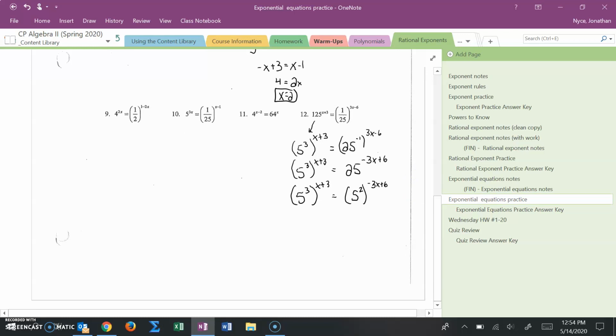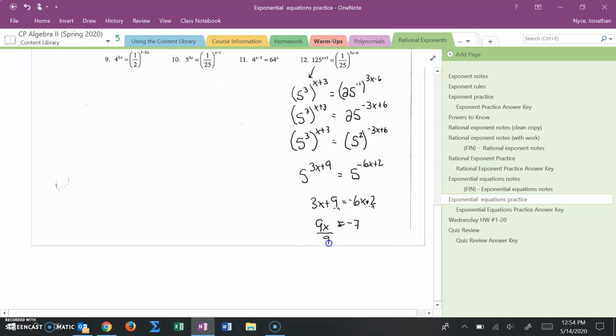And then power to power, multiply the exponents. So have 3x plus 9. Again, don't forget to distribute. And 5 to the negative 6x plus 12 on the right. Bases are the same, so exponents have to be the same. So if I add 6x to both sides, that gives me 9x. Subtract 9 from both sides, gives you negative 7. And then divide both sides by 9 to get x equals negative 7/9.